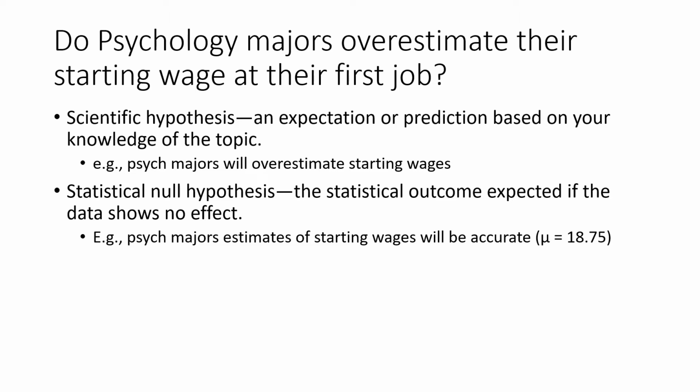The research question we're going to try to answer in this example is, do psychology majors overestimate their starting wage at their first job? Now, as described in the reading, there is some evidence that all of us have an optimism bias in certain contexts. And based on that scientific literature on optimism bias, you might develop a scientific hypothesis that is your expectation or prediction based on your knowledge of that topic.